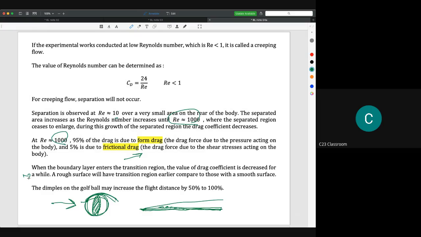A rough surface will have transition region earlier compared to those with a smooth surface. So this is the idea that we need to understand, because it's based on the experimental observation. So we found that when the boundary layer enters the transition region, transition means it starts to have turbulence, and before it becomes fully turbulent, the value of drag coefficient is decreased for a while, after which it increases again. So a rough surface will have transition region earlier compared to those with a smooth surface.